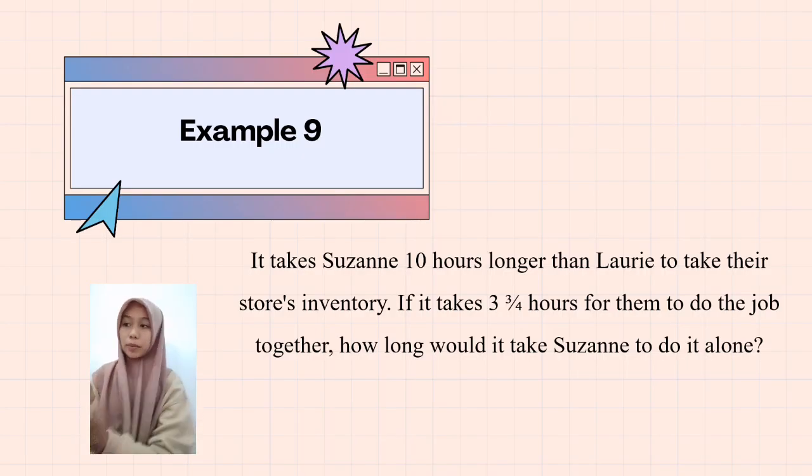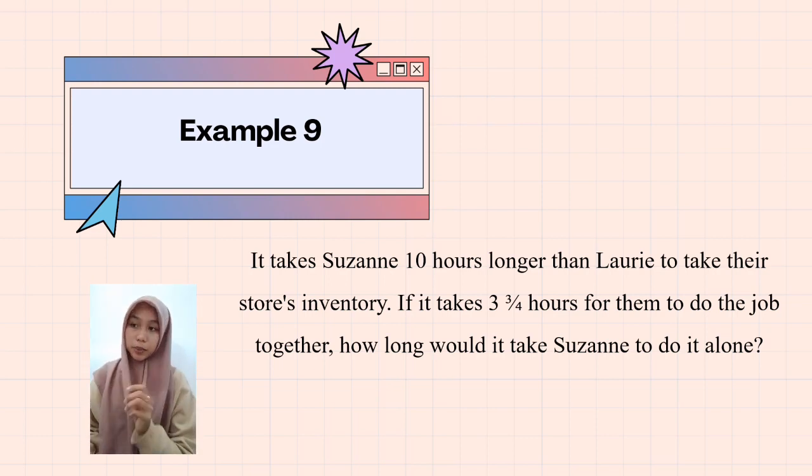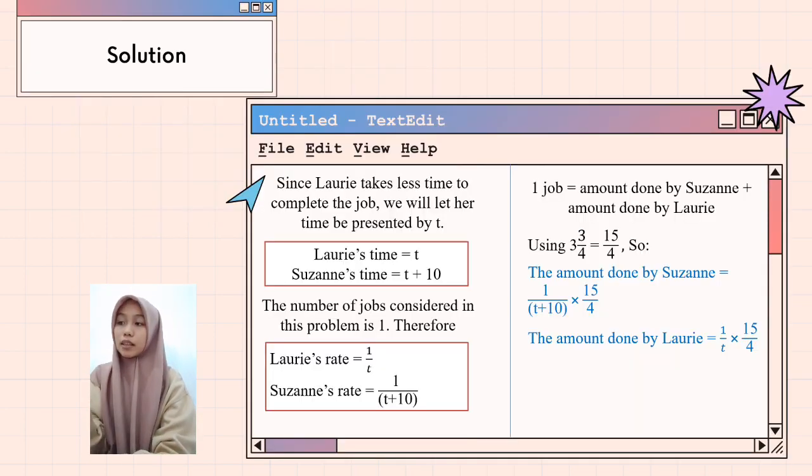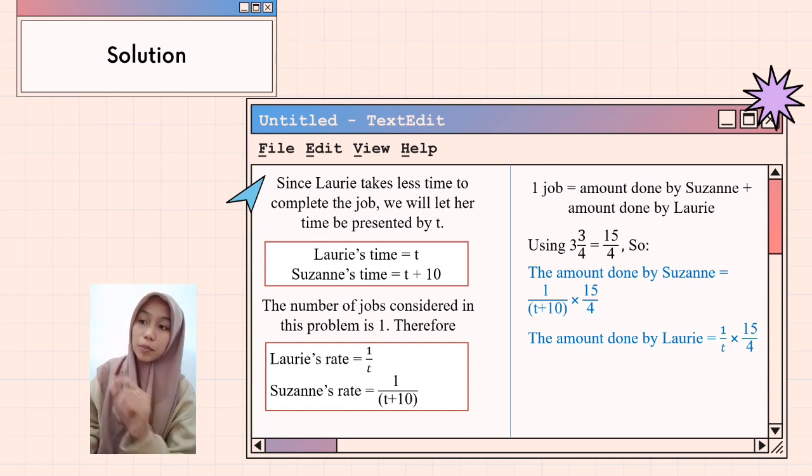This is the question from example 9. It takes Susan 10 hours longer than Laurie to take their store's inventory. If it takes 3/4 hours for them to do the job together, how long would it take Susan to do it alone? This is the question and the solution.